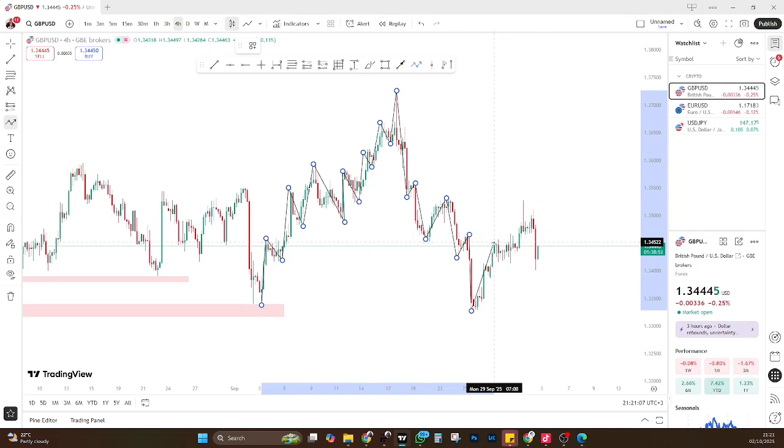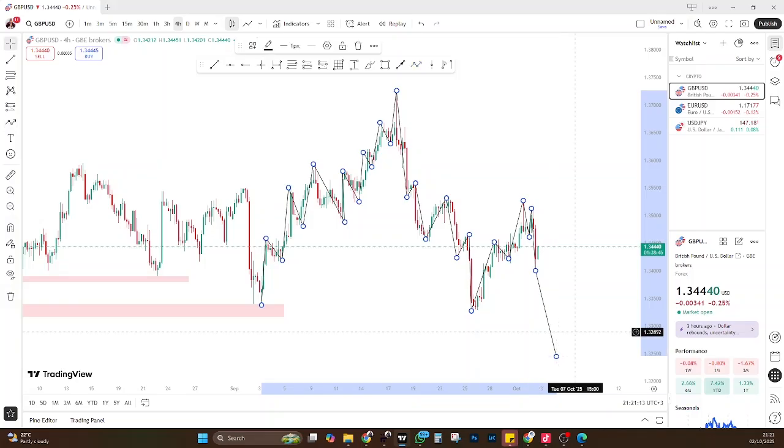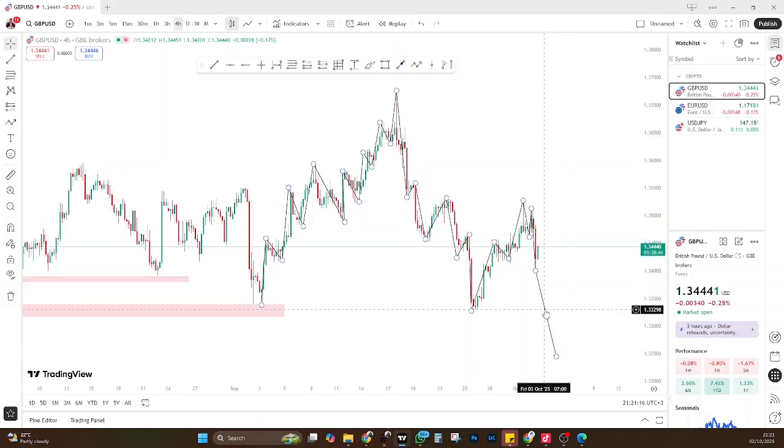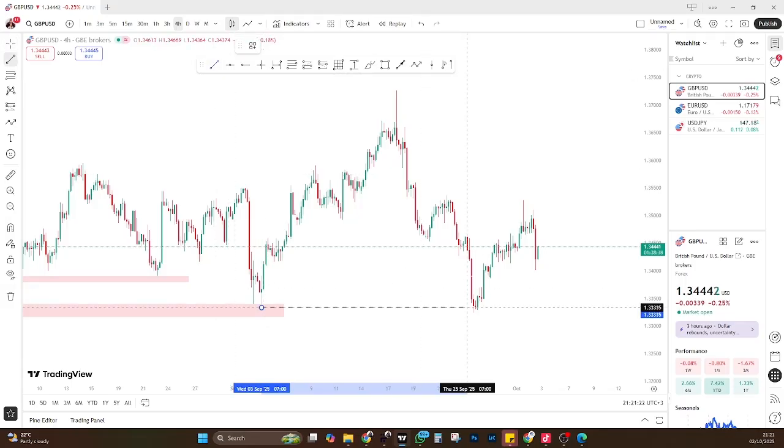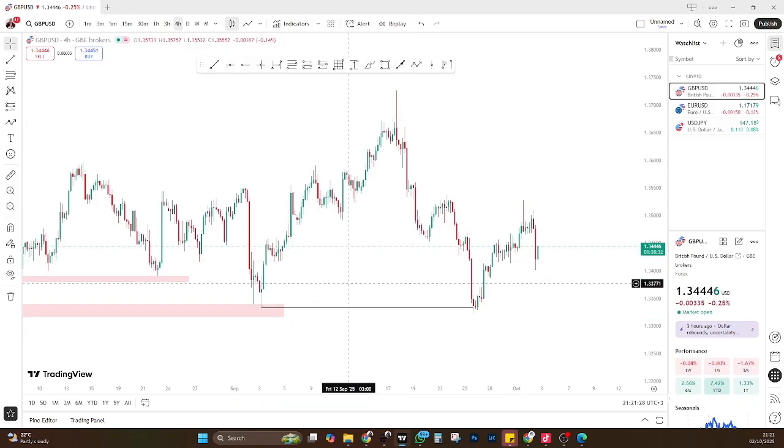So what are we looking at? We are looking at selling. We are looking for sales. This is GBPUSD. We are looking for sales. Why? The previous low was taken out.